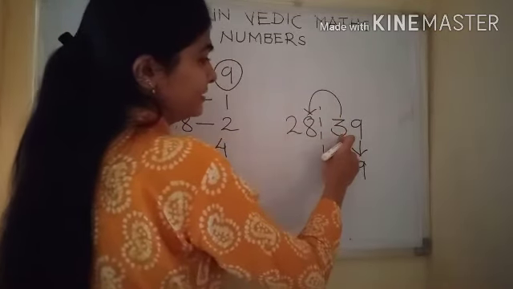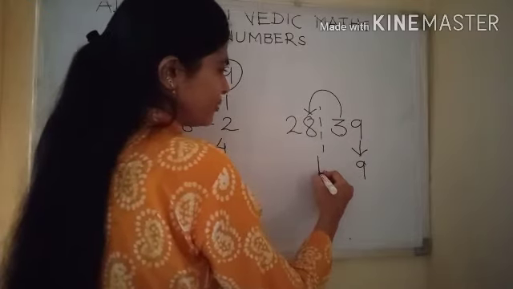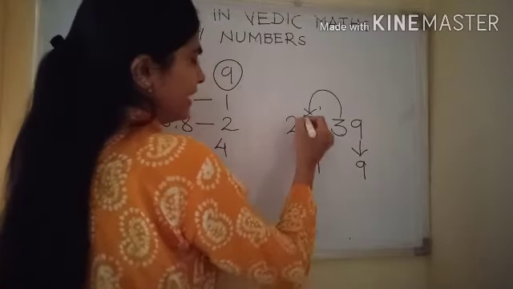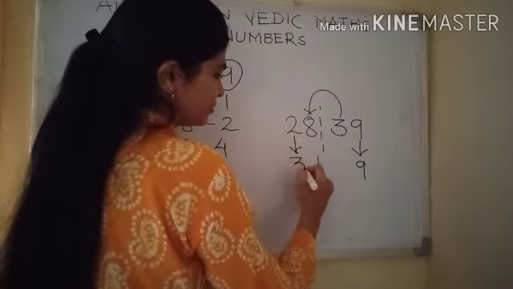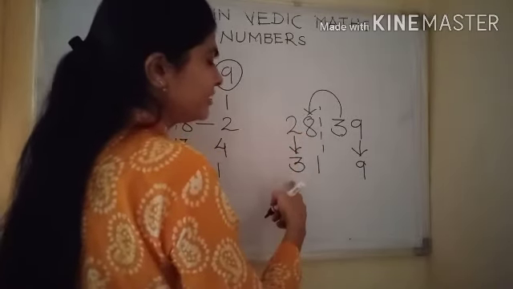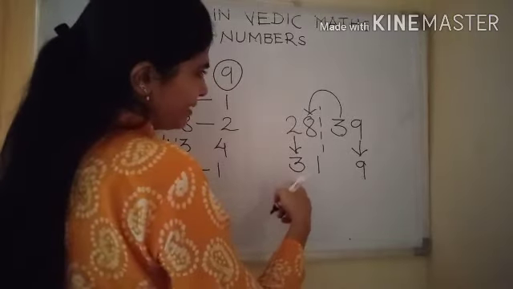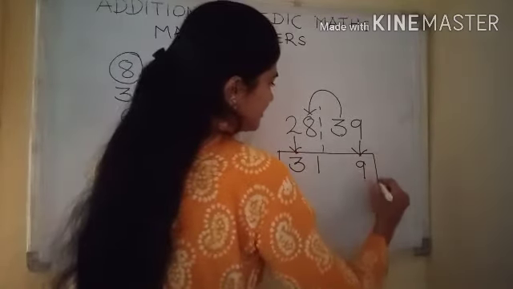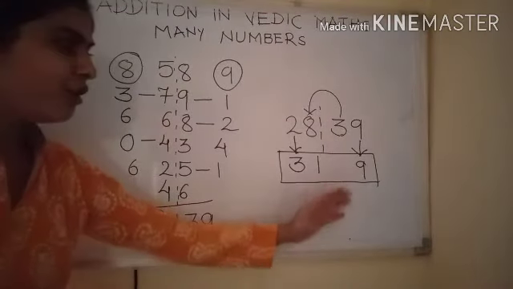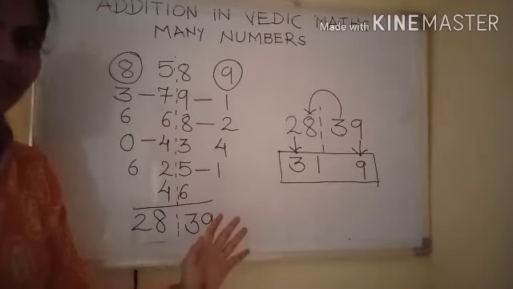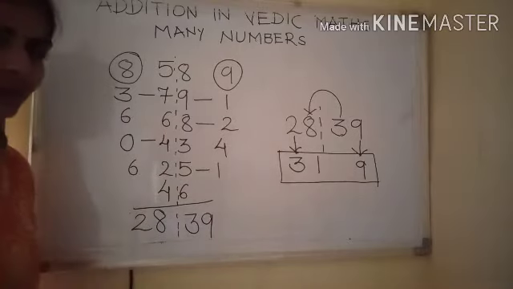8 and 3, that is 11. It means it is a carry combination. So 1, and as it is carry combination, add 1 in this number. So instead of 2, we will write 3. So our final answer is 3, 1, 9. This concept I have already explained to you in the previous example, how we should do it.